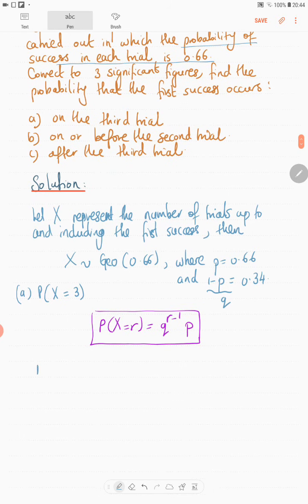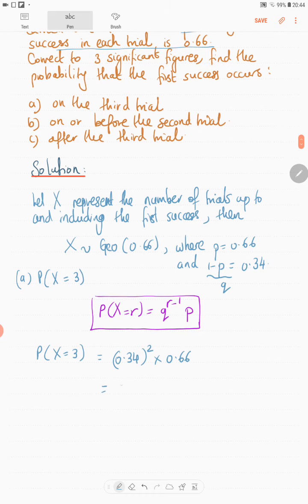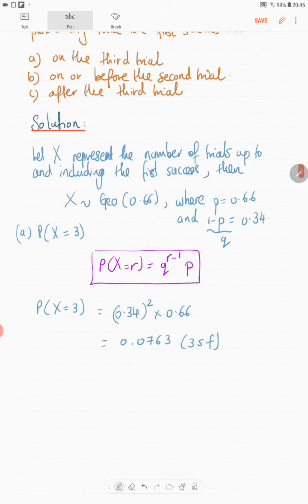So here we replace r by 3 and then Q is 0.34 to the power 3 minus 1, which is 2, and then we have to multiply by P, which is 0.66. So the answer is 0.0763 to three significant figures. So this is part A.